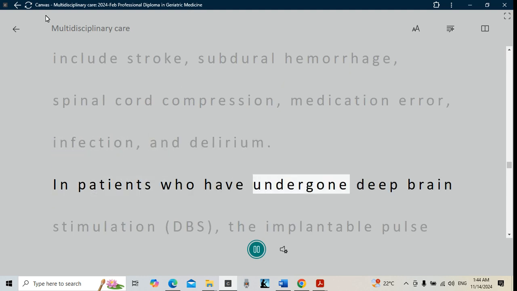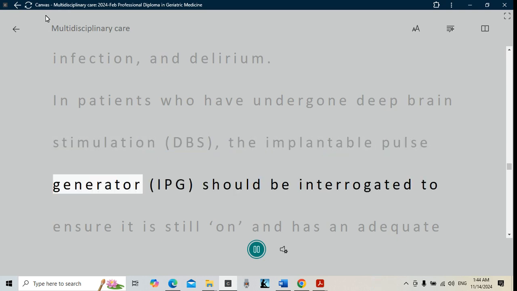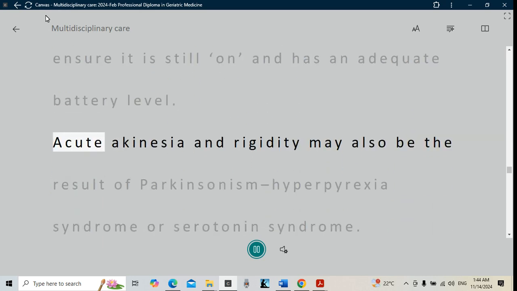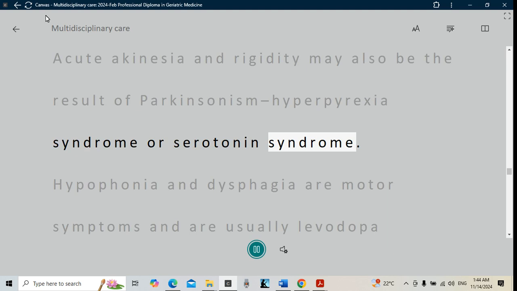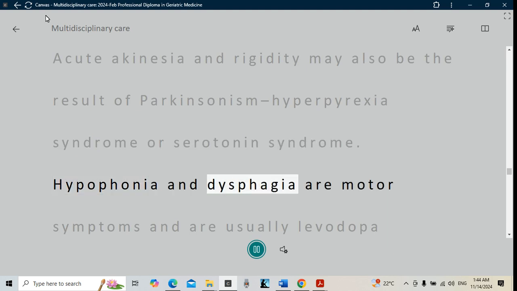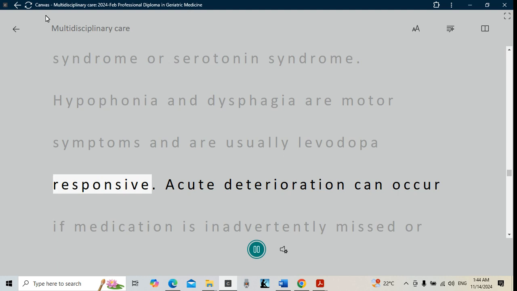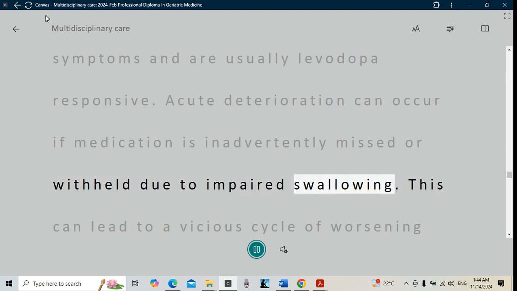In patients who have undergone deep brain stimulation, DBS, the implantable pulse generator, IPG, should be interrogated to ensure it is still on and has an adequate battery level. Acute akinesia and rigidity may also be the result of Parkinsonism hyperpyrexia syndrome or serotonin syndrome. Hypophonia and dysphagia are motor symptoms and are usually levodopa responsive. Acute deterioration can occur if medication is inadvertently missed or withheld due to impaired swallowing.